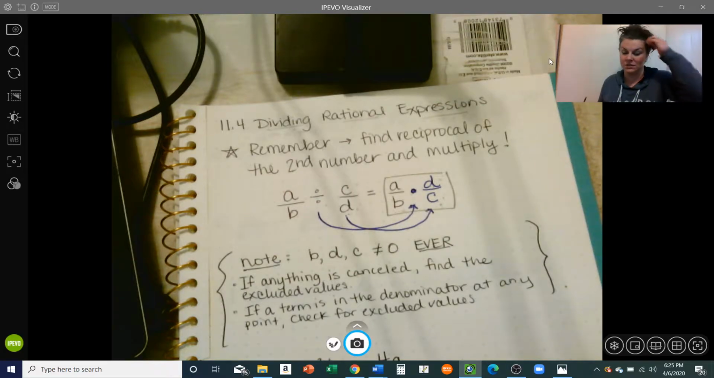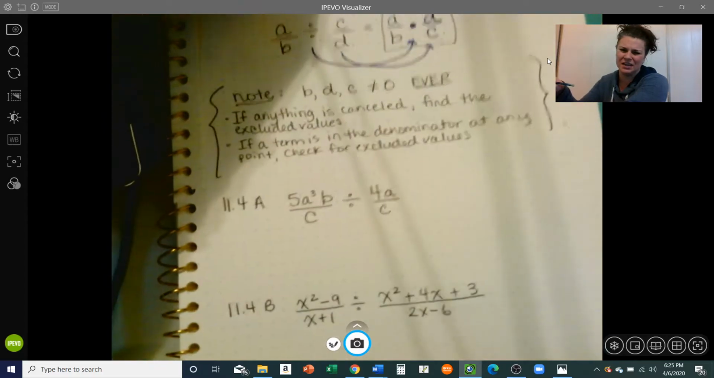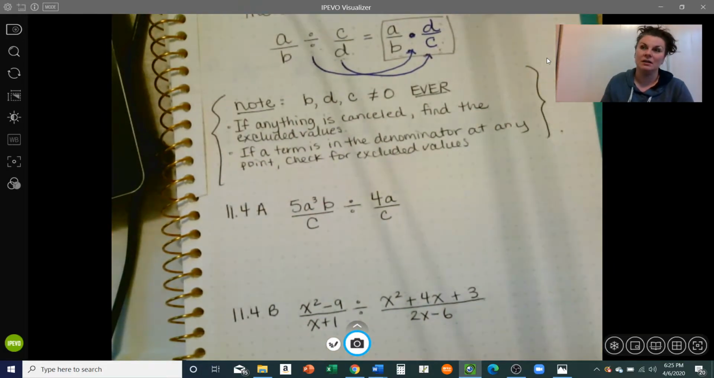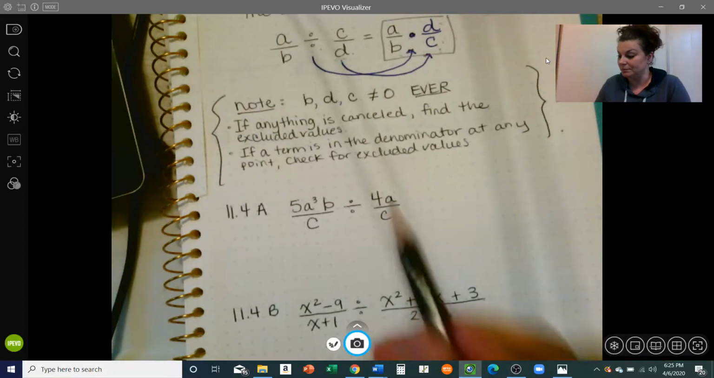So we'll look at some examples and see what that's like. So that's really the extra trick here, is flipping your second fraction and then remembering that your denominator can never be 0. That's really important.